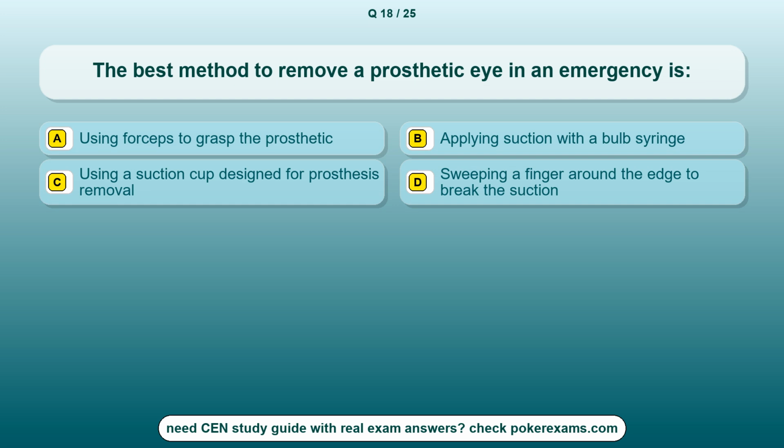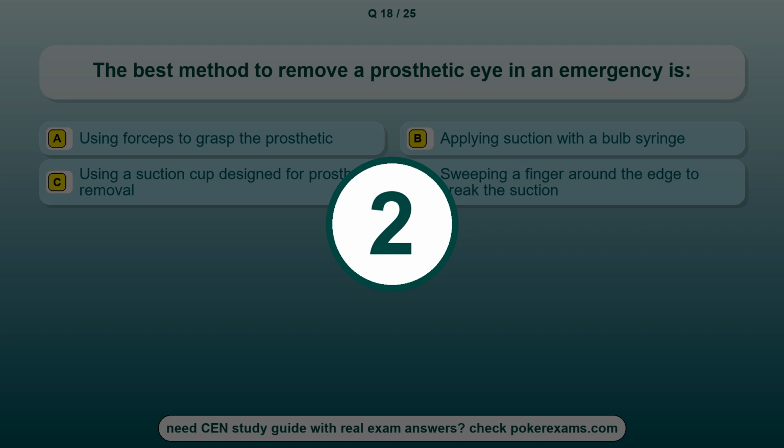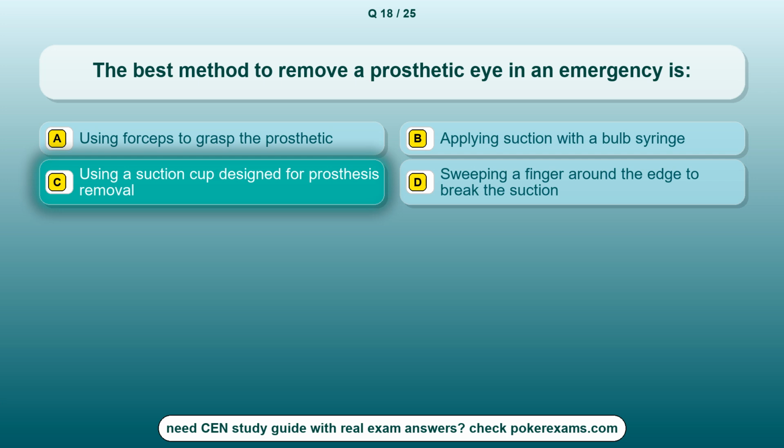Question 18. The best method to remove a prosthetic eye in an emergency is option A, using forceps to grasp the prosthetic. Option B, applying suction with a bulb syringe. Option C, using a suction cup designed for prosthesis removal. Option D, sweeping a finger around the edge to break the suction. The correct answer is option C, using a suction cup designed for prosthesis removal.